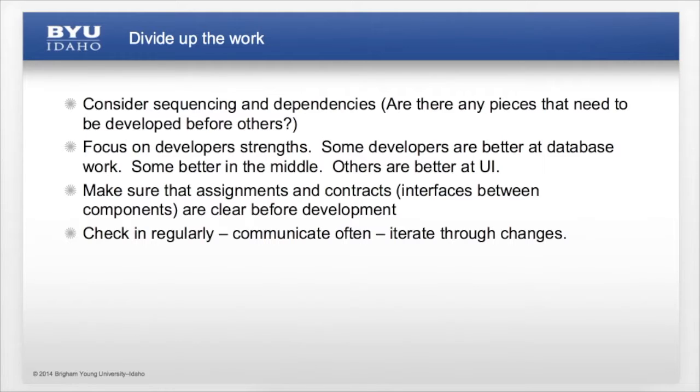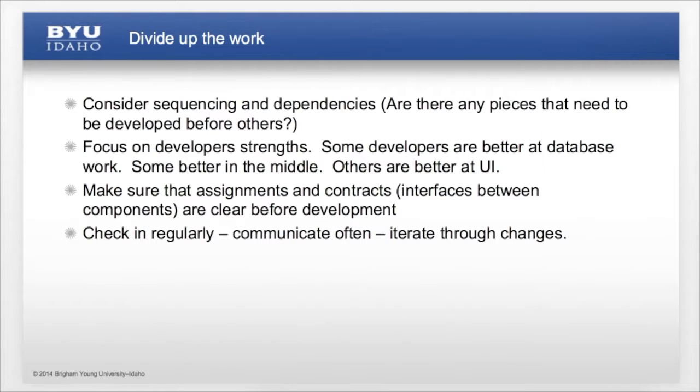The next thing is think about the strengths of your development team. Some developers are much better at doing, say, UI design than back-end design like databases or other things. And others are much more comfortable in the middle, meaning things like controller, things like model. Okay? Make sure that your assignments are very clear. And again, that the contracts, meaning the interfaces between components, are spelled out very clearly.